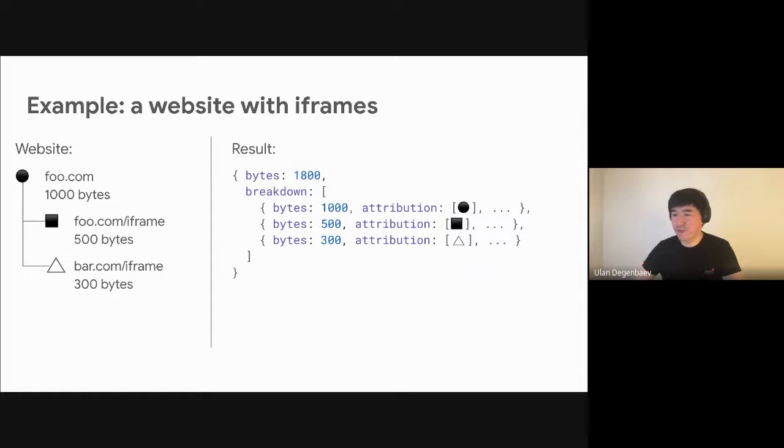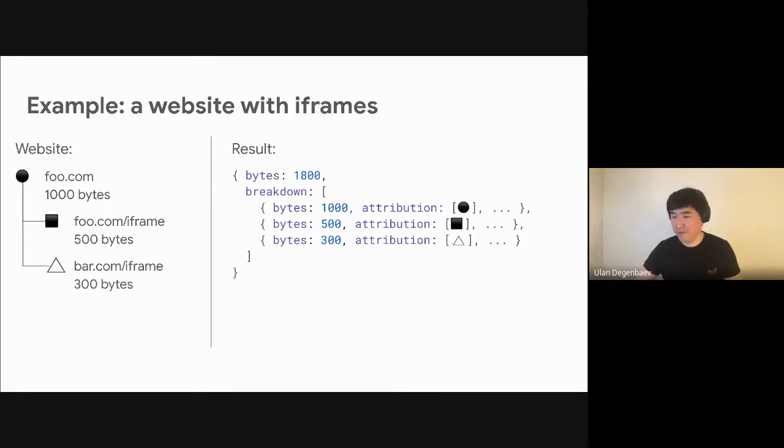Okay, now to a more interesting example. Let's say you have a website with multiple iframes. One is a same-origin iframe, another is a cross-origin iframe. Then the result could look like this, right? The web browser managed to break down and attribute memory to all iframes and windows. So then we have 3 entries, and the sizes add up to the total memory usage. And then each attribution is a list consisting of a single entry.